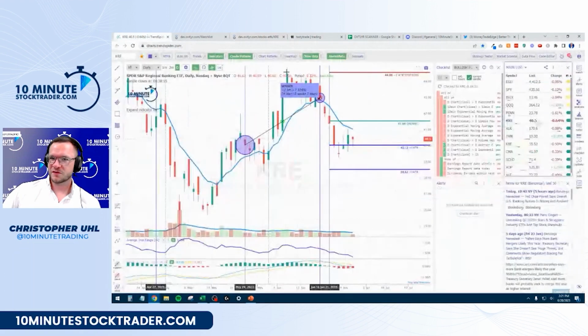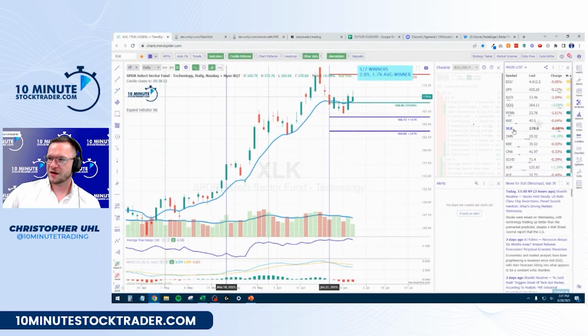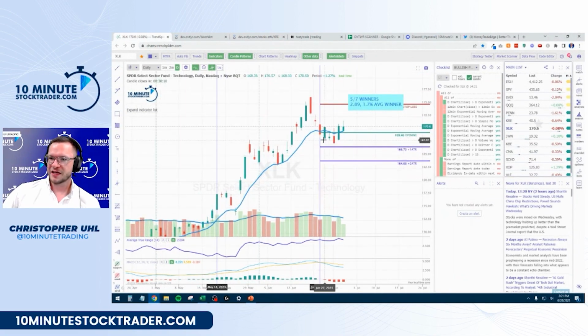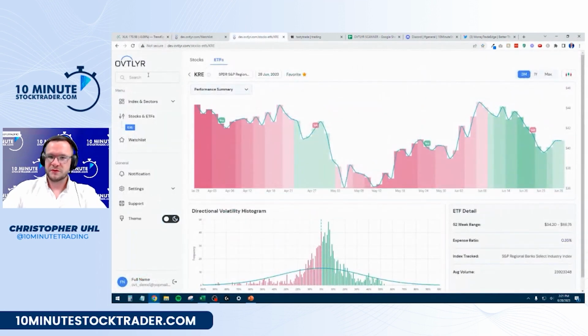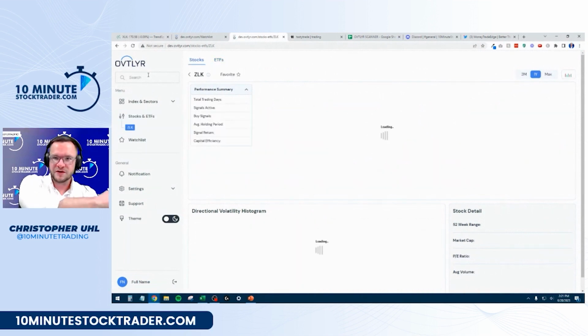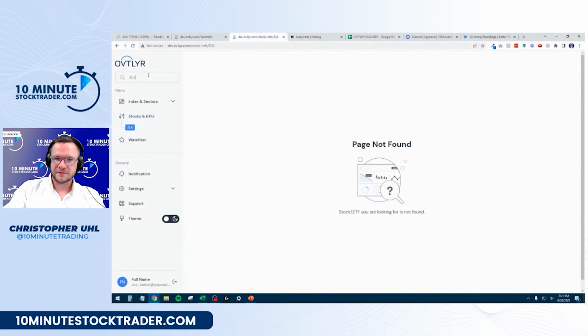We've gone through everything so far with nothing to take off. We're going to XLK next. XLK, MACD's not crossed over, not at our 2 ATR stop loss point. Let's go to XLK. That was ZLK, not XLK.